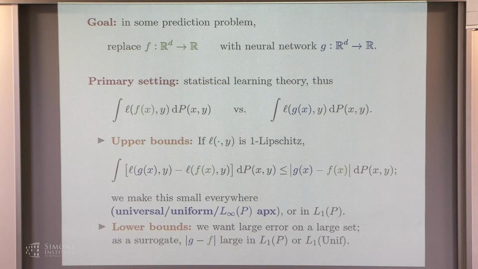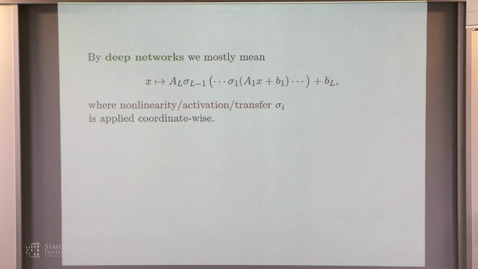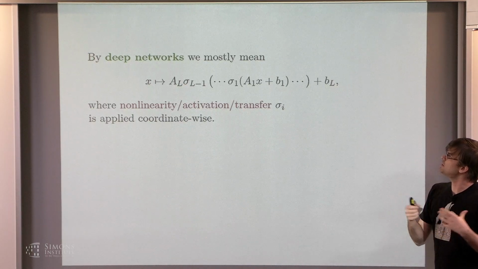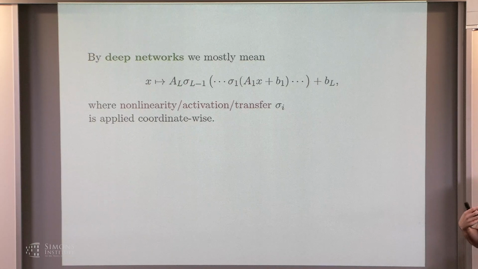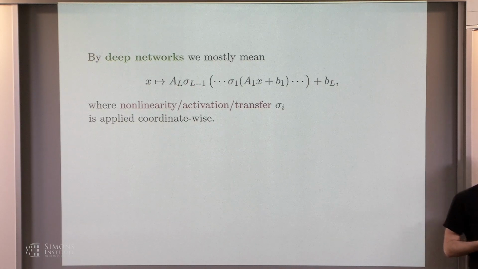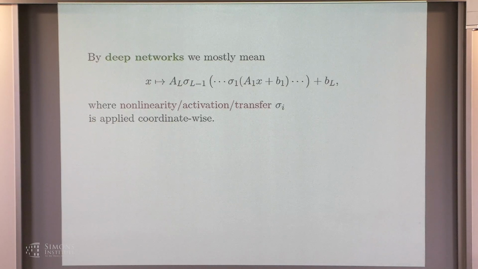OK. And just to pin down some notation, I'll be talking about the most standard, boring version of a deep network. It'll be an iterative sequence of these affine mappings and these coordinate-wise nonlinearities. I'm not going to talk about convolutional networks. I'm not going to talk about all sorts of fancy stuff. You can ask me about the fancy stuff if you want.